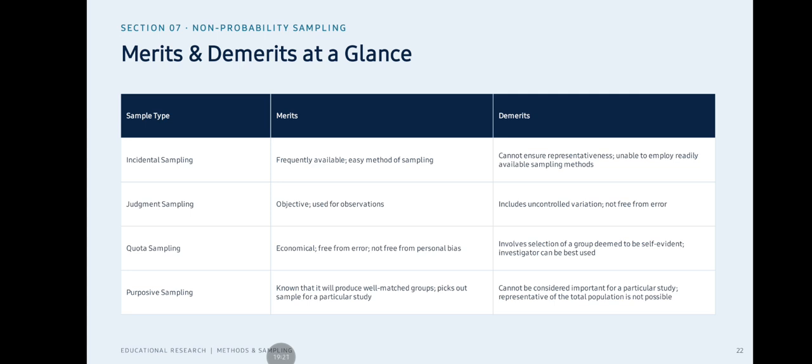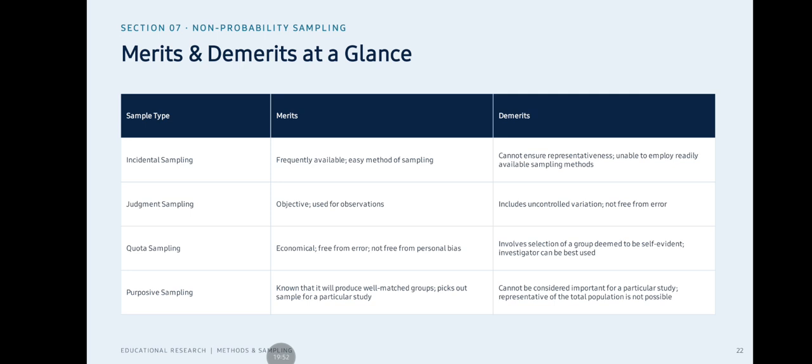Merits and demerits at a glance. Sample type. Incidental sampling. Merits: frequently available, easy method of sampling. Demerits: cannot ensure representativeness, unable to employ readily available sampling methods. Judgment sampling. Its merits: objective, used for observations. Demerits: includes uncontrolled variations, not free from error.